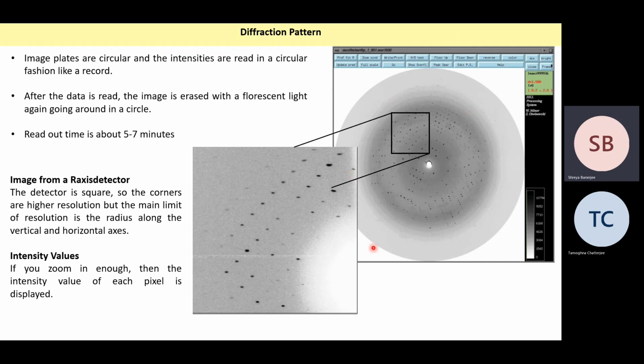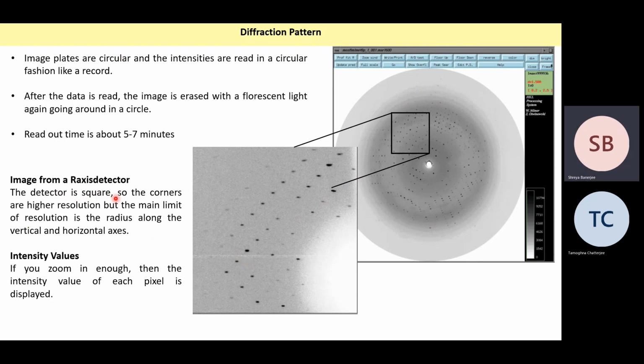So diffraction, you have seen generalized diffraction patterns in previous classes. These are generally read on image plates that are circular. Suppose you have mounted the crystal on the goniometer at a specific angle, and you get the diffraction pattern at that angle. After that, the diffraction pattern is erased with a fluorescent light, and then you change the goniometer angle and you get the diffraction pattern for another angle. Like this, you get the image of the crystal from different angles, and you put all the data together to get the final 3D structure of the crystal.